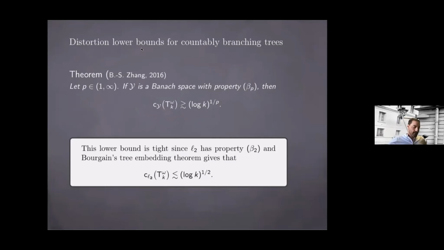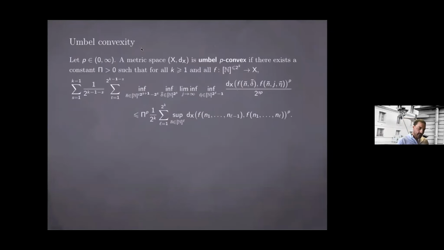So you need to do better. And so with Grith, we came up with this new metric invariant that we called Umbel convexity. So, well, don't be scared about this crazy expression here. I'm going to spend some time to explain what this is about.